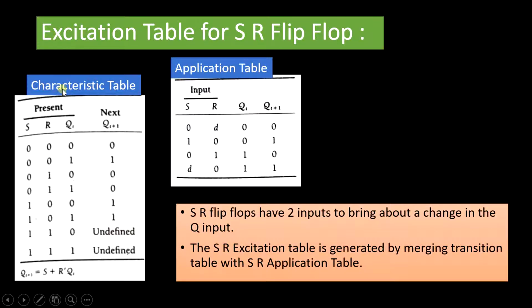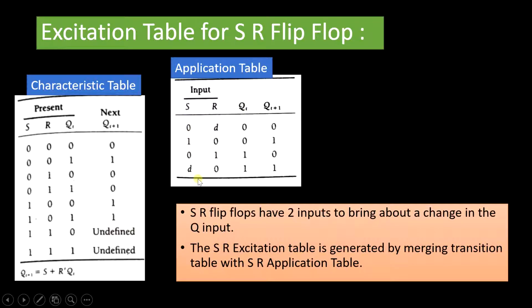Again here we will consider the characteristic table, and from the characteristic table we will obtain the application table. You need to remember one thing here. If you don't know how to generate the application table from the characteristic table for any of the flip-flops, you will not be able to understand this particular topic. So it's very much essential that you go through that particular tutorial. Then only it's possible for you to understand how we have obtained these application table expressions, how we have got this in this particular form.